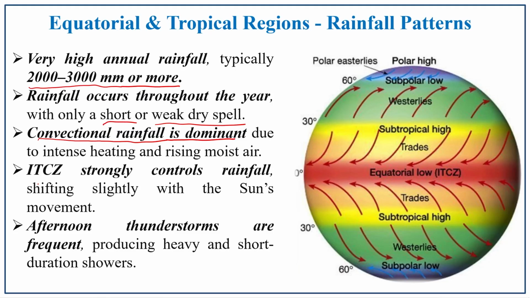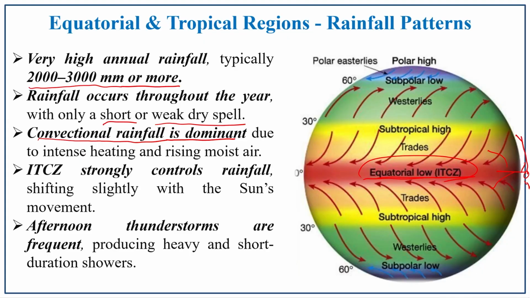And then the ITCZ strongly controls the rainfall. What is meant by ITCZ? That is the intertropical convergence zone. The intertropical convergence zone is here in this diagram. You can see it in the center part. This one is mainly controlling the rainfall pattern of these particular latitudes. Because of the shift of this ITCZ with the sun's movement. If the sun moves here and there, what happened? The ITCZ also moves slightly. Because of this process, there is very high annual rainfall in this latitude.